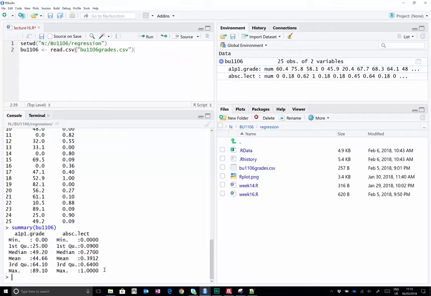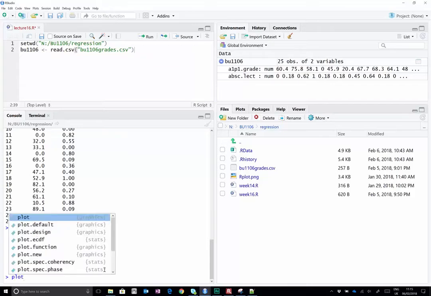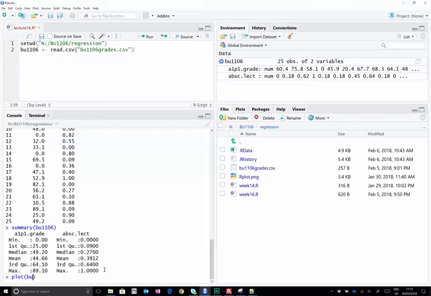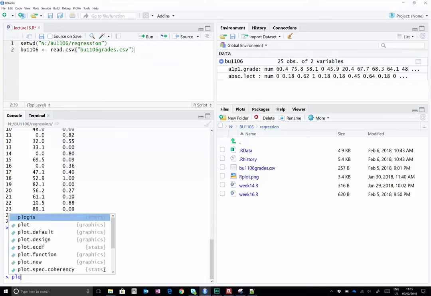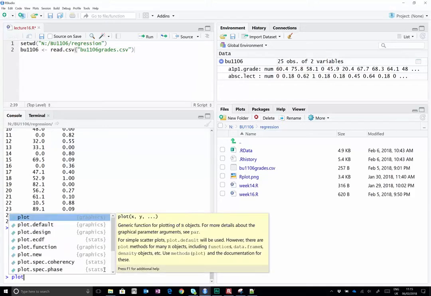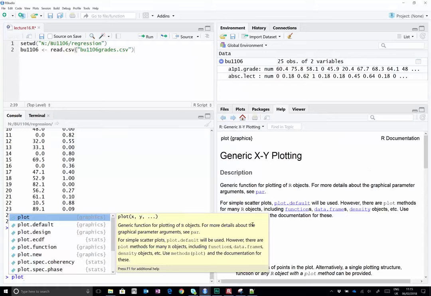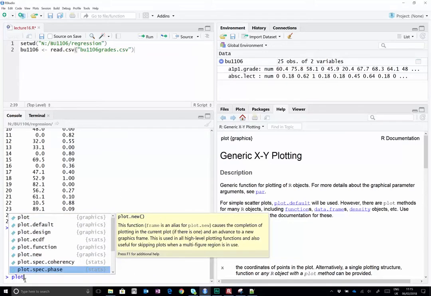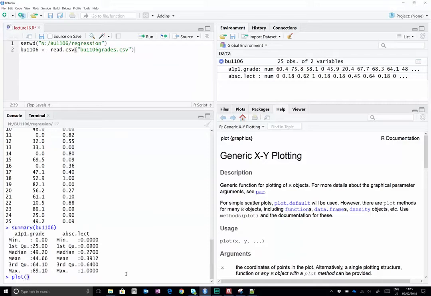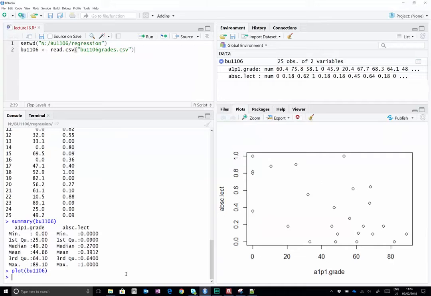I want to draw a scatter plot of this data. Yeah, we looked at those last time. So the command to draw a scatter plot is plot, BU1106. And again, the moment I type plot, I can press F1 again. I get more help here. So it's BU1106. And here's our plot.